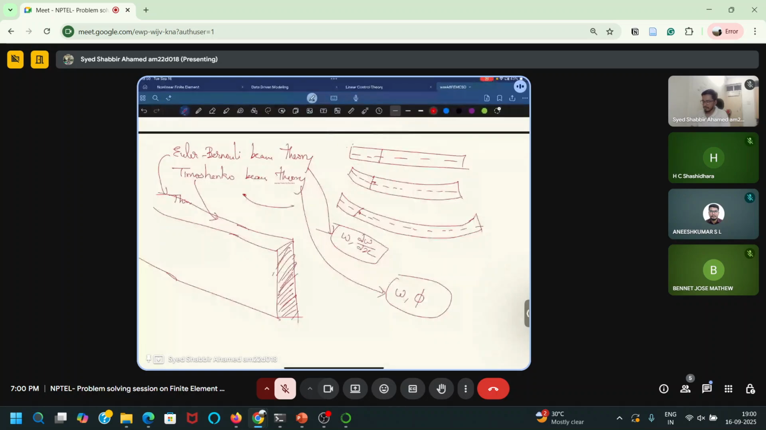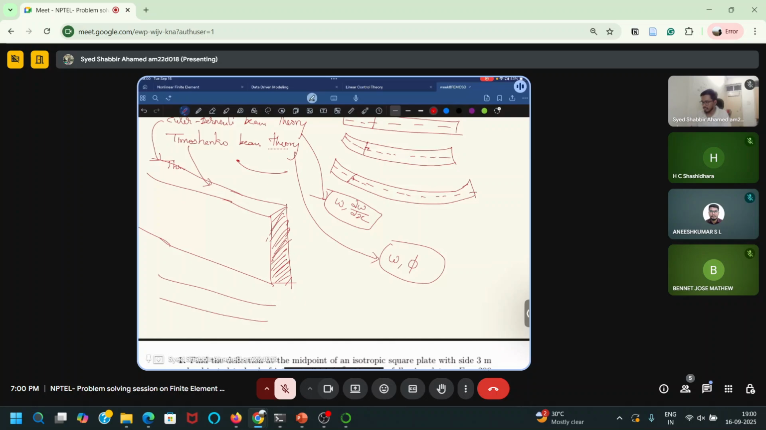So you have to read about it more. Timoshenko beam theory is complex compared to the Euler-Bernoulli beam theory. Euler-Bernoulli beam theory you can only use if your beam looks like this. There are some conditions you can read about: if your depth is less then you can use Euler-Bernoulli, but if your depth is more, you have to go for Timoshenko beam theory for better results. So this is about beams.